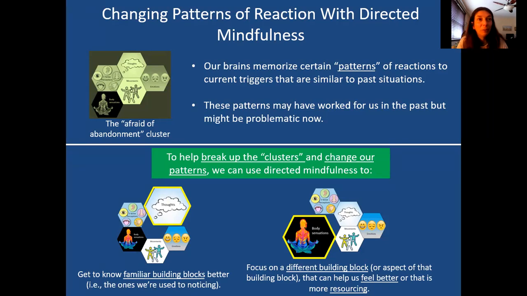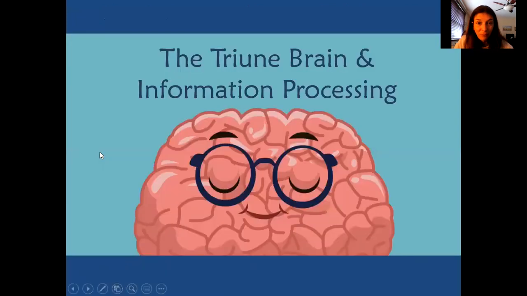Or I could even choose to pay attention to a different aspect of a different building block. So let's say instead of focusing on the body sensation that jumps out to me the most when I'm afraid of abandonment, it might be like my heart fluttering because I'm so anxious about it. Maybe I'm going to choose to focus on the feeling of my feet pressing into the ground. And that gives me a new sense of strength and it changes my experience of the cluster. All right, so that's the whole idea with this stuff.